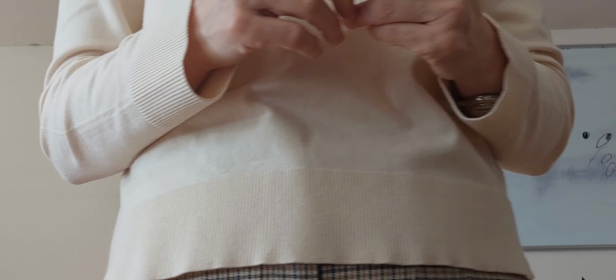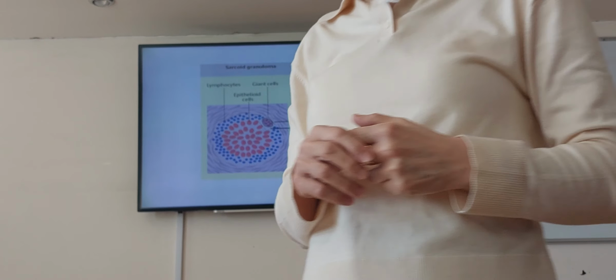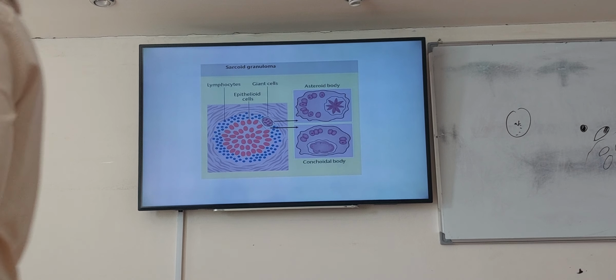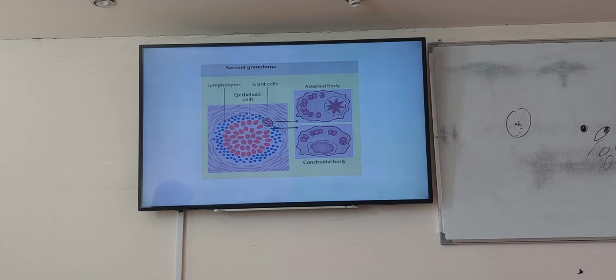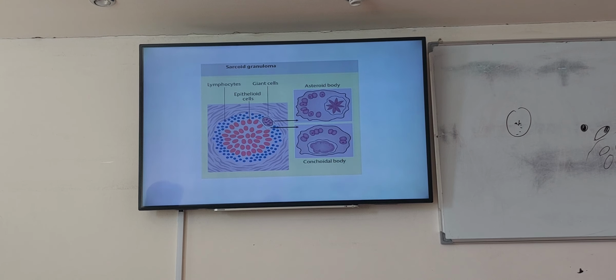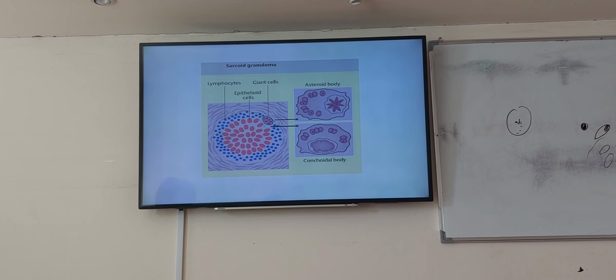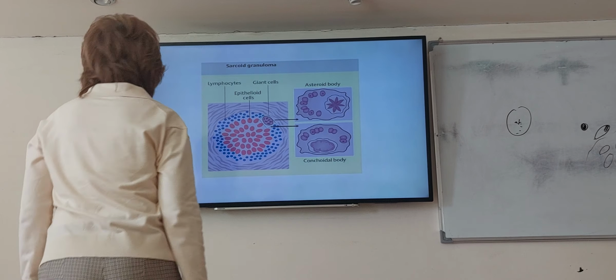It's a naked granuloma. So when I ask what's the difference between sarcoidal and tuberculoid granuloma, what do you tell me? First, tuberculoid is caseated, sarcoidal is non-caseated. Tuberculoid is surrounded with lymphocytes, while sarcoidal is a naked granuloma. In sarcoidosis, not always, I can see asteroid bodies or conchoidal bodies.